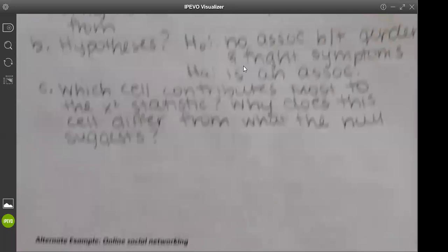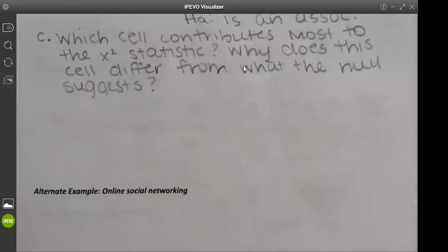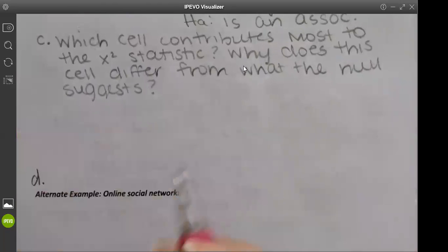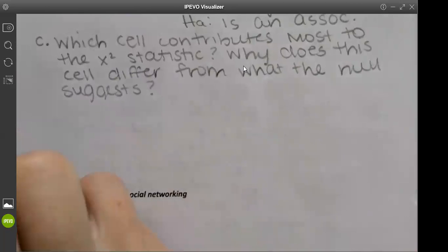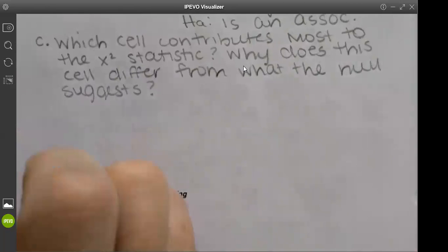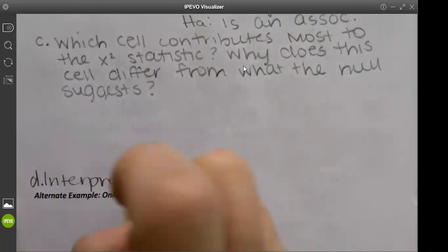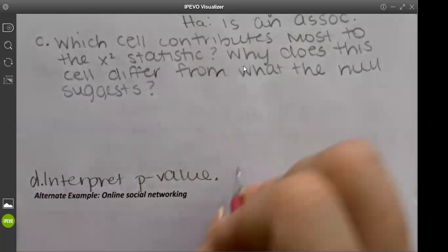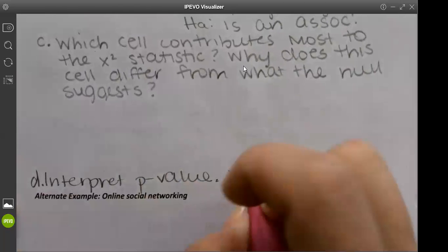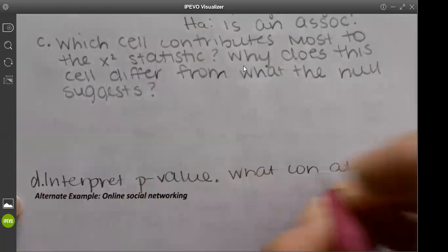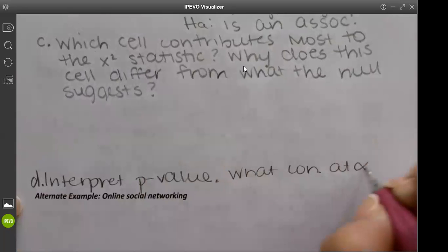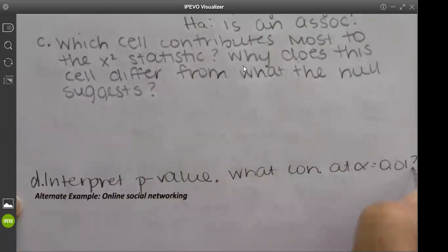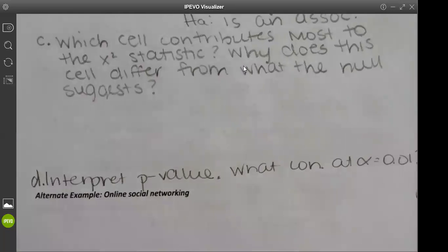And then I'm going to leave a space and go ahead and give you part D as well. This is the last question that we'll answer. We're going to interpret the p-value, which is given in that Minitab output. So don't forget about that. We don't have to find it. And what conclusion at alpha equals 0.01 can we make? So I want to be able to show you that output for both of those, and then we'll answer both questions.